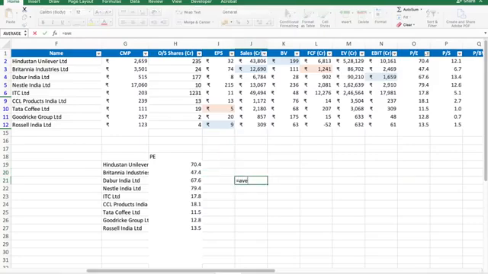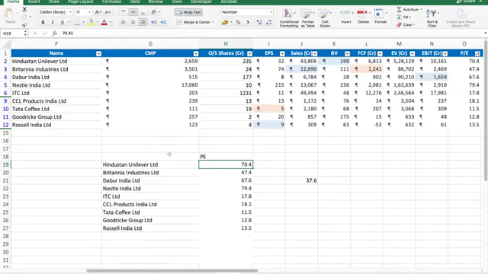So the industry P by E will be the average of all these numbers. You can see the number I'm getting is 37.6. Understood? So this is the industry P by E. And what is the P by E for my company? It is 70, right? The industry P by E is 37.6, and in my case it is 70. So I can easily say it is overvalued.